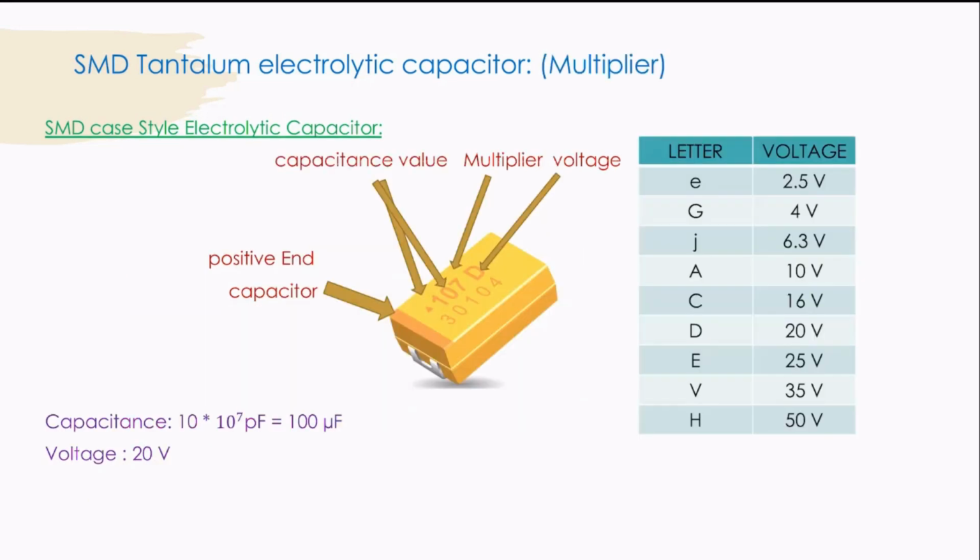Next is SMD tantalum electrolytic capacitor along with the multiplier. Now if you see in this figure, the red strip here represents the positive end of the capacitor. The first two digits represent the value of the capacitance and the third digit represents the multiplier, and the letter D here represents the voltage. So the value of the capacitance is 10 into 10 to the power of 7 picofarad, which is equal to 100 microfarads, and the value of voltage is 20 volts since the letter is D.